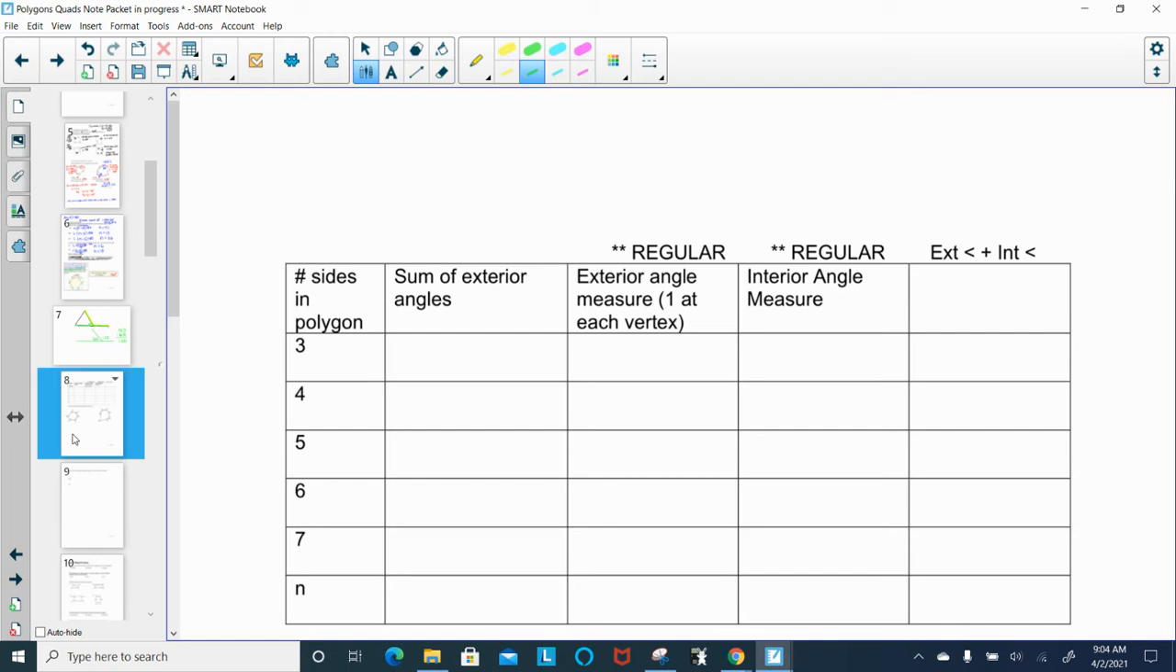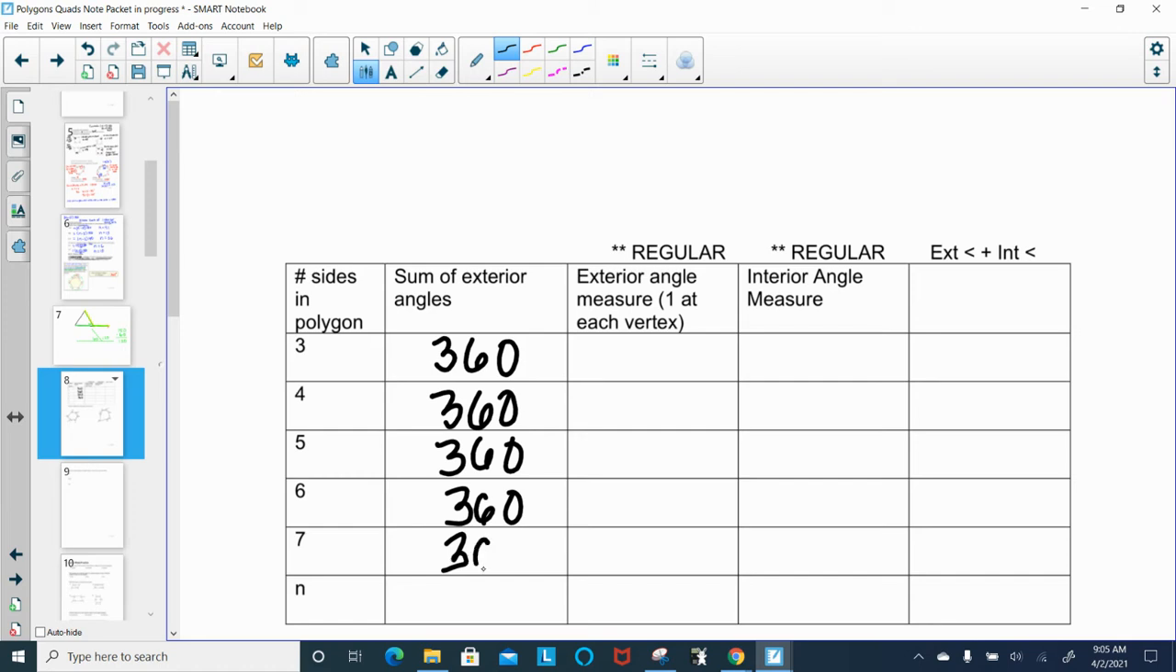We typically fill out this chart very, very quickly because there is no formula for exterior angles. Like the n-2 times 180, it doesn't matter how big your polygon is. The sum of the exterior angles is always, for any shape, going to be 360. Always.